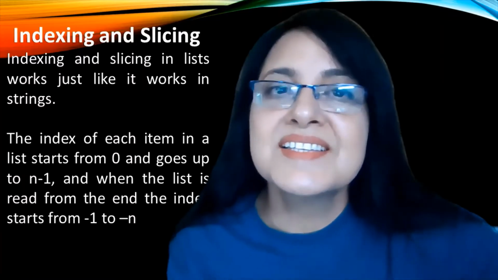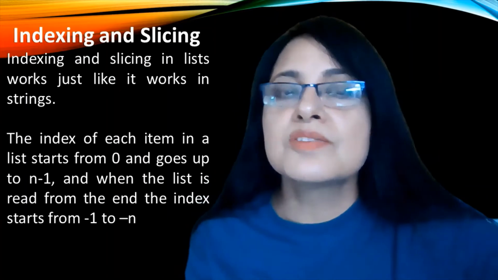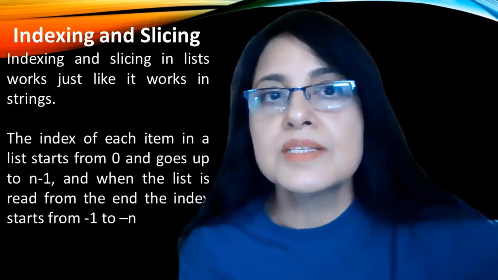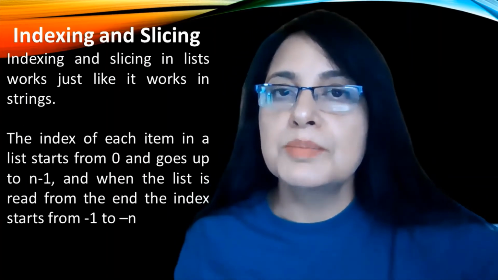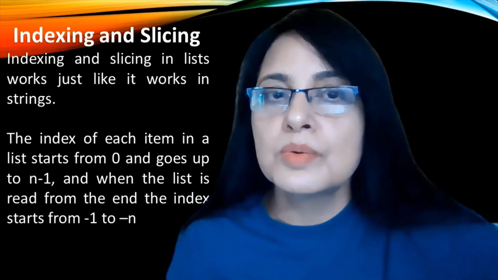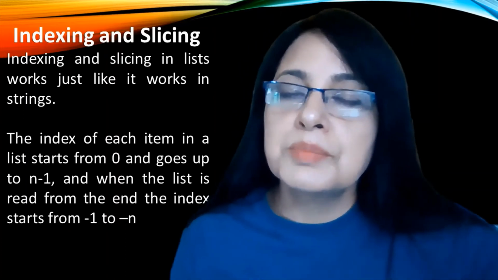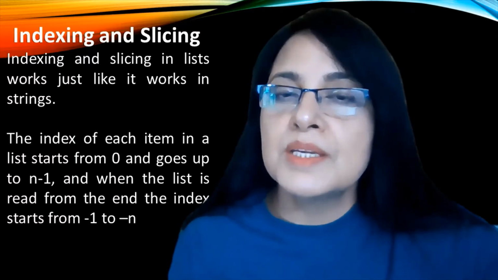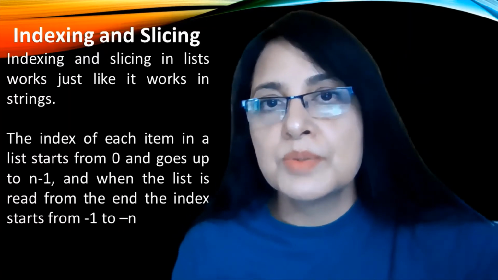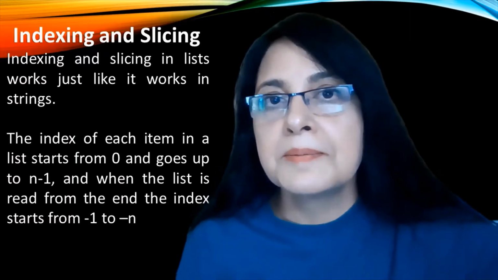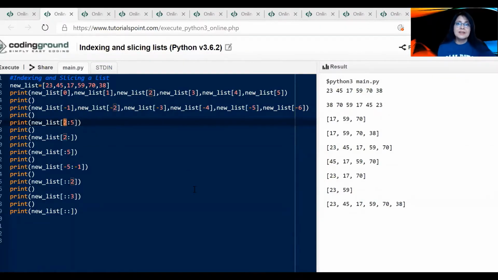Now, indexing and slicing in lists works just like it works in strings. The index of each item in the list starts from 0 and goes up to n minus 1. And when the list is read from the end, then we start from the index minus 1 and go up to index minus n. Let's look at indexing and slicing a list.